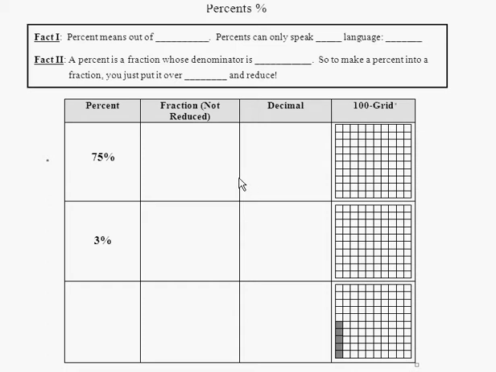Okay, Kipsters, so today we're going to be introducing percents. And in my opinion, percents are actually a pretty simple way to represent a number because you can change percents so easily into fractions and decimals.